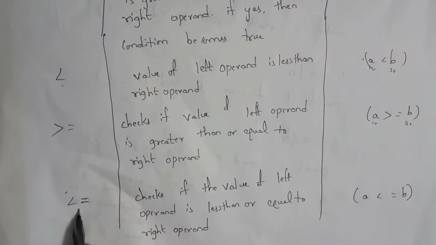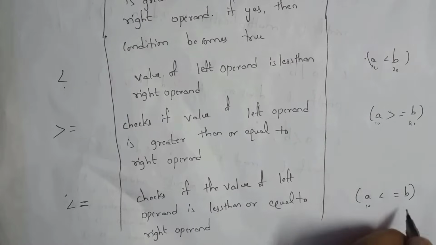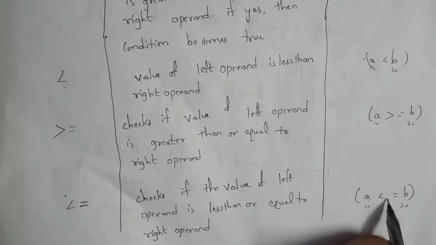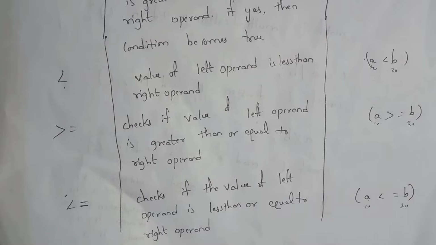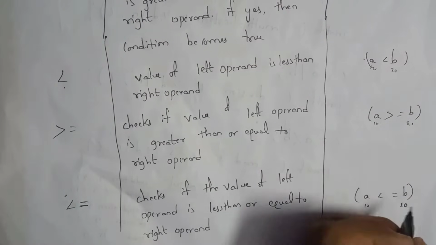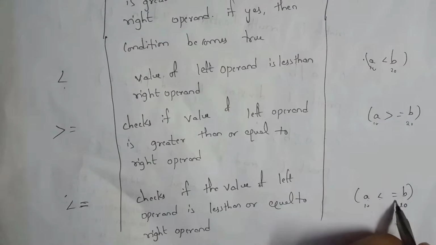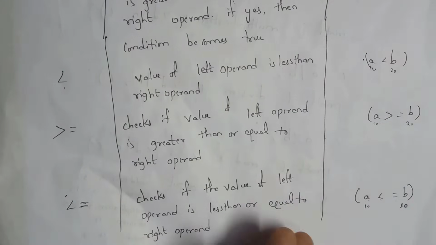Similarly last one is less than or equal to. This is how we represent less than or equal to. Here value of a is 10 and value of b is 20. This 10 is less than or equal to b. Condition is satisfied. For example, if value of a is 10 and value of b also 10, even though condition is satisfied, because here I have written less than or equal to. So if value is less than or equal to, this condition will be satisfied.